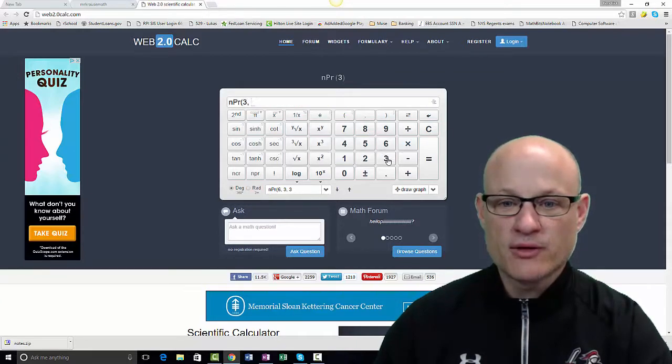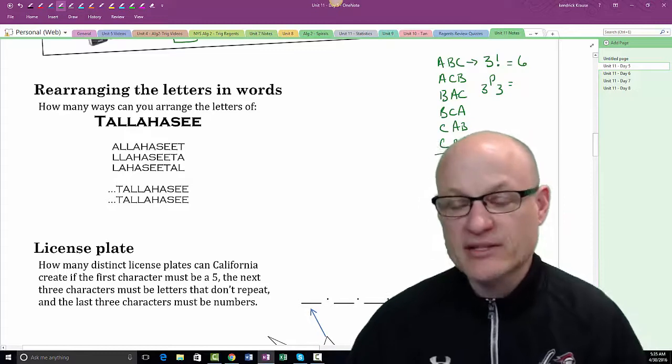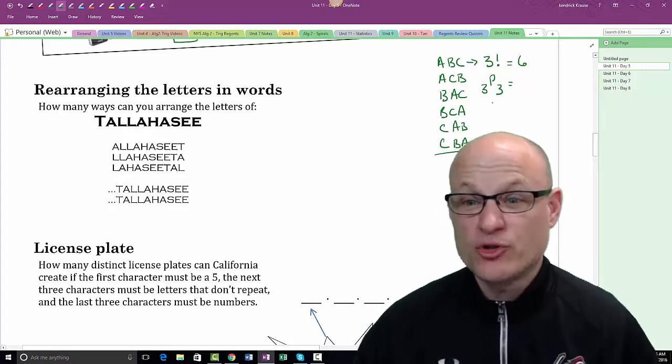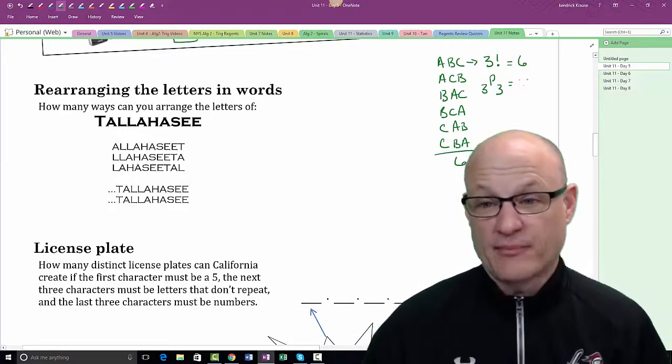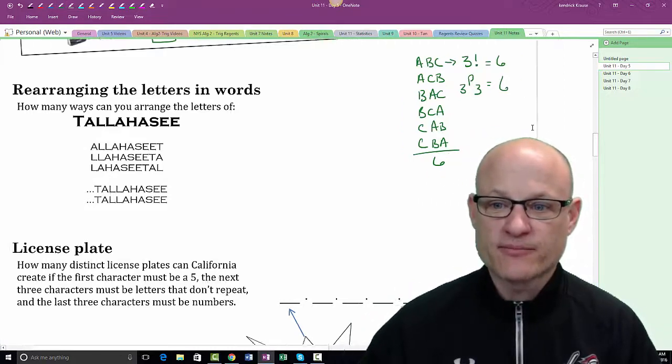3, 3. 6. Same thing. Now I'm not saying permutations are the same, but if you choose all of them, then it's the same. Probably should have made that reference in class. Oh, that's near my head, isn't it?